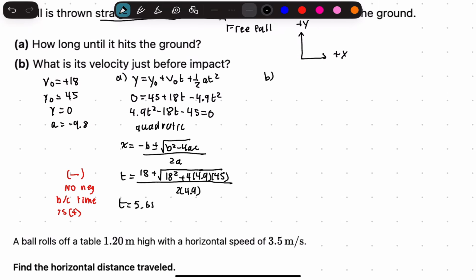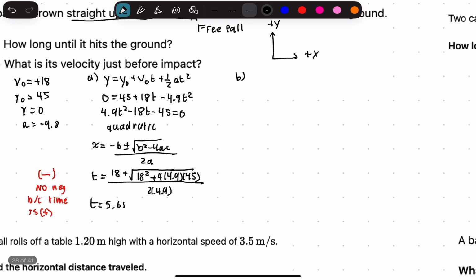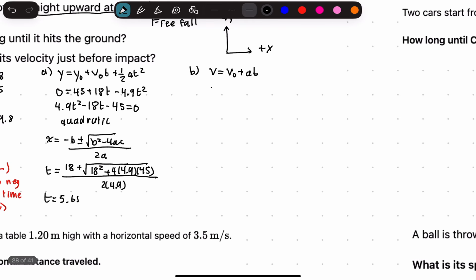What is its velocity just before impact? So v is going to equal v initial plus at. Right before impact, we can plug in our values, and we have v is equal to 18 minus 9.8 times 5.6, and that's going to give you negative 36.9 meters per second.